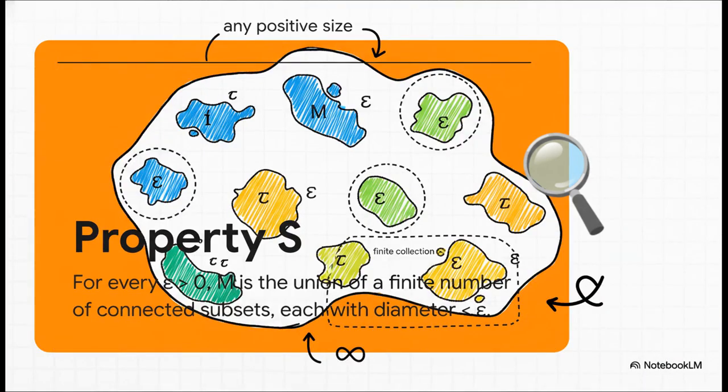So let's introduce our first new idea, property S. This adds a really important new rule to the game. It says that for any small size you can possibly imagine, let's call that size epsilon, you can always cover the entire set with a finite number of connected pieces. And each one of those pieces has to be smaller than the epsilon you picked. The magic word here, the one to really focus on, is finite.